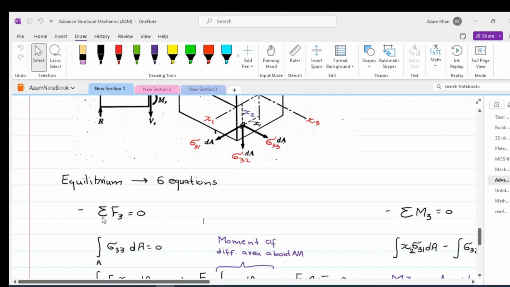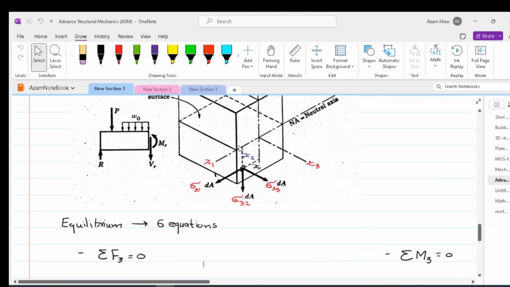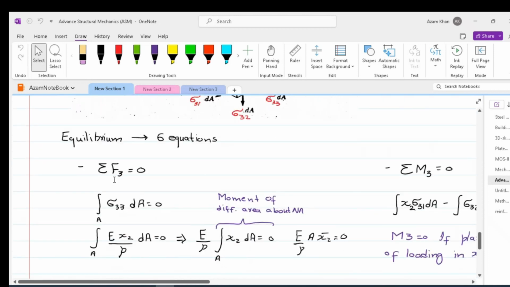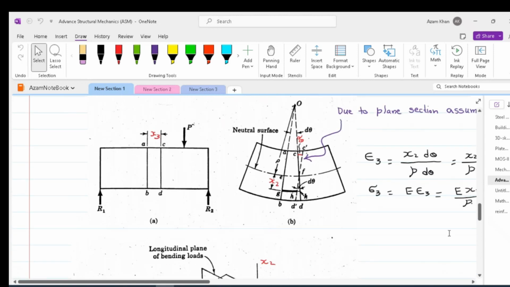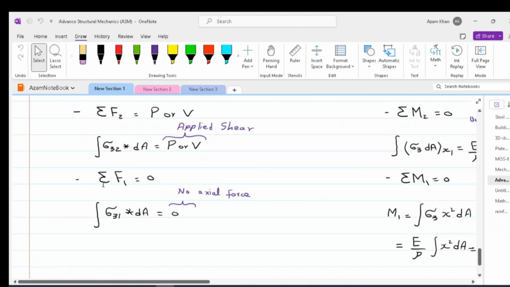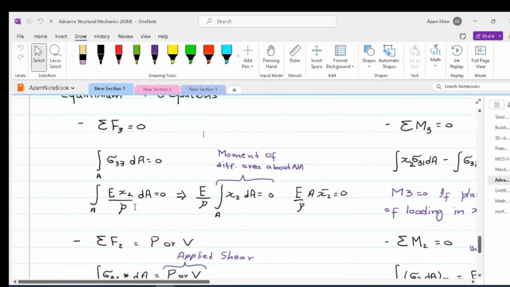On the left hand side, which is the internal effect, we can write sigma 33 times dA and put an integral sign having area as the variable. So that means that our small area dA times sigma 33, which is a force on differential element dA, those have to be summed up for the whole cross section in order to get the average force in the direction of x3. Sigma 33 has been derived as E x2 by rho. So plug and chug and we get E x2 by rho dA.